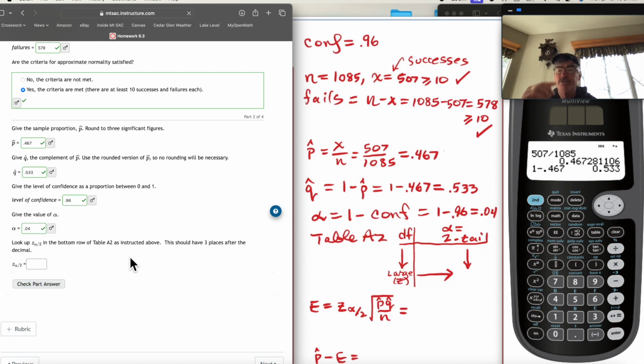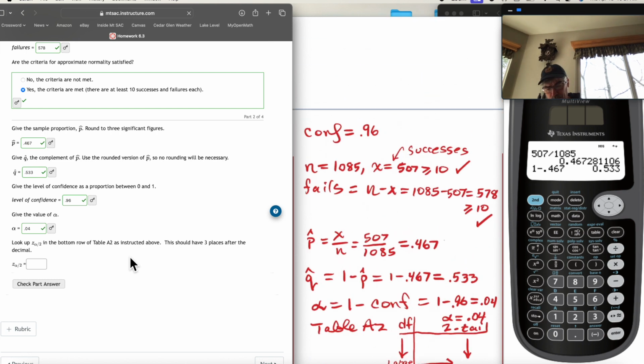Now our z alpha over 2. Just a reminder how this works. In our little table, you go to the bottom row here. Your alpha, we're going to look up 0.04, but it has to be under 2 tails. So make sure it's 2 tails. That's a kind of a common mistake, to just forget that, and it's a mistake I make once in a while. So 0.04, 2 tail, that's all we need to worry about here.